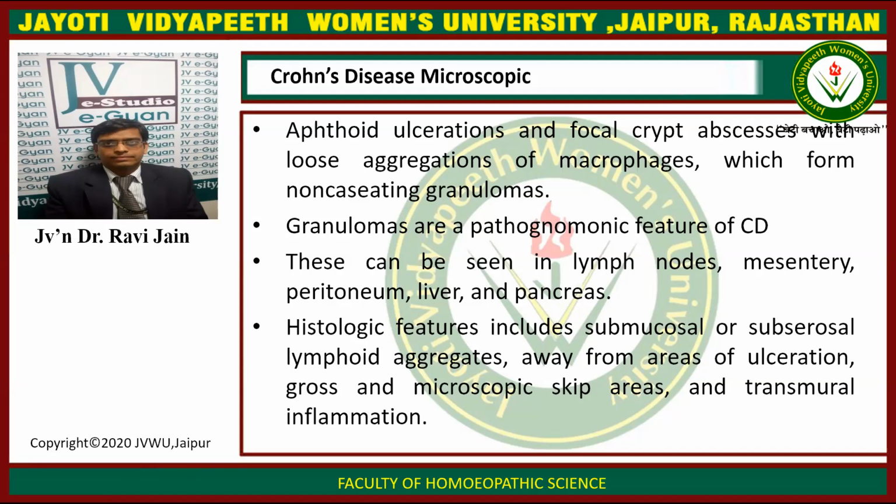Granulomas can be seen in the lymph nodes, mesentery, peritoneum, liver, and pancreas. The histological features include submucosal or subserosal lymphoid aggregates away from the areas of ulceration. There are gross and microscopic skip areas and transmural inflammation.